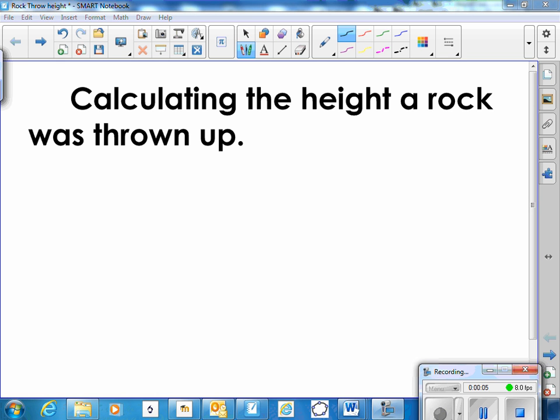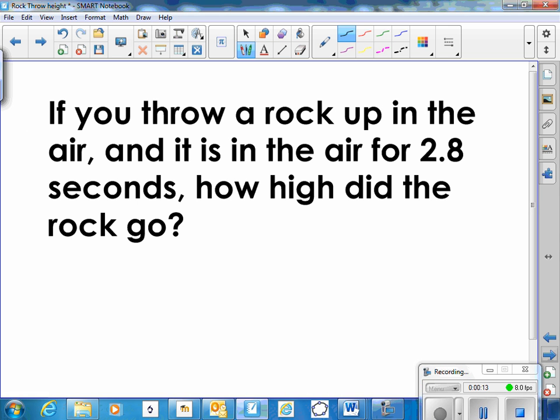This video clip will show you how to calculate the height the rock was thrown up by how long it takes. So if you throw a rock up in the air and it's in the air for 2.8 seconds, how high did the rock go?